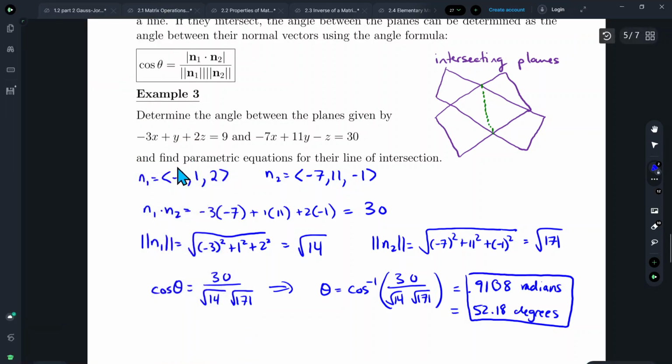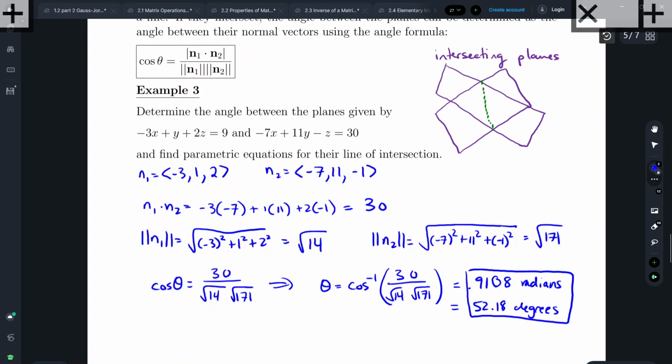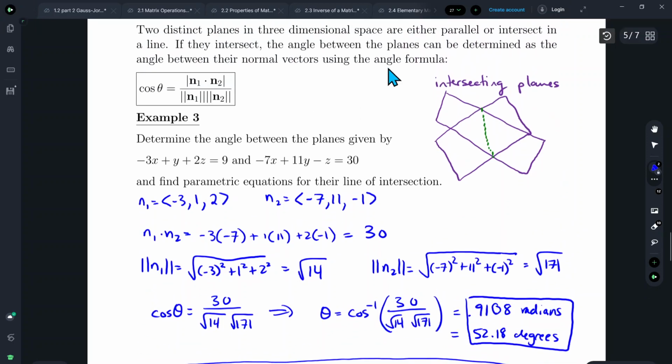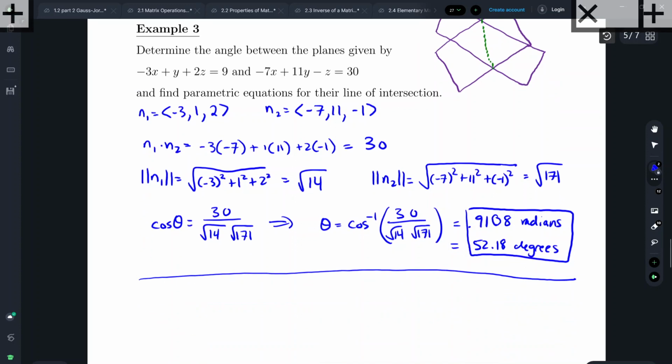And so now the second part, we need to find parametric equations for their line of intersection. So for the line of intersection, I need the direction vector.